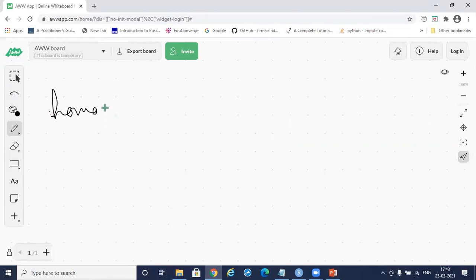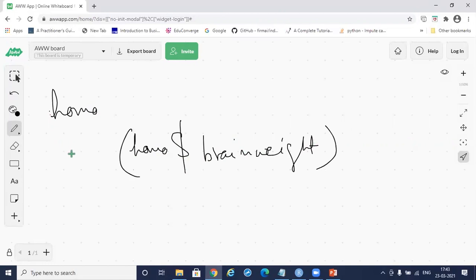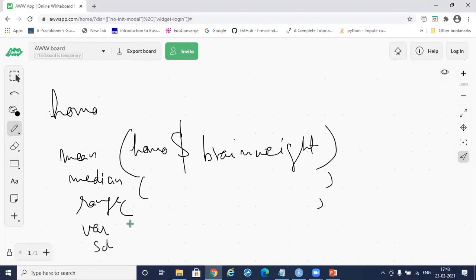So if I want to find out the particular brain weight, simply I can write homo dollar, the column name is brain weight. In this way I can write it here and find out the mean, the median, the range of the same. Or here I can just call the variance or the standard deviation for the same. So I can just call the file name, the data frame name, dollar, the column name here.